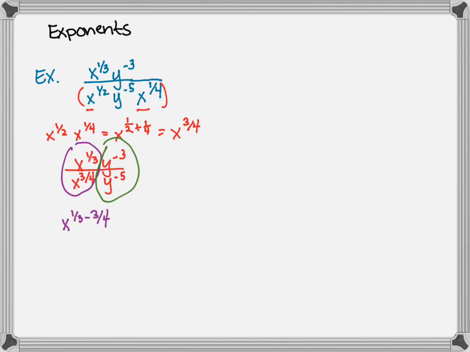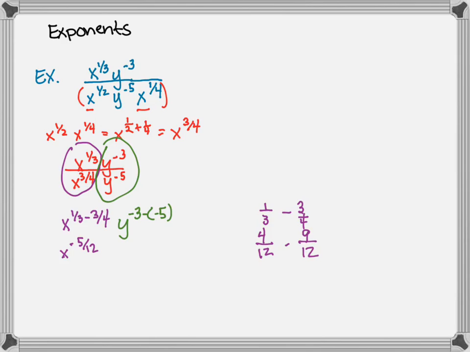And I'm going to do the same thing with the expressions with y as the base. So y to the negative 3 minus negative 5 power. So I've got my expression that has x as the base, and I need to subtract 1/3 minus 3/4. I need a common denominator. I'm going to use 12. 1/3 converts to 4/12. 3/4 converts to 9/12. 4 minus 9/12 is negative 5/12.